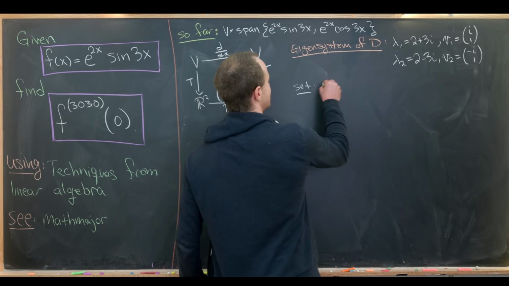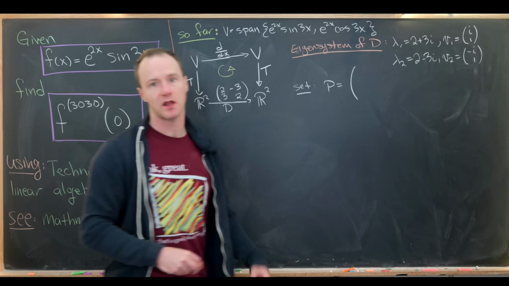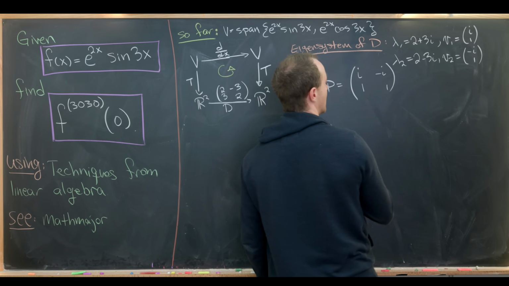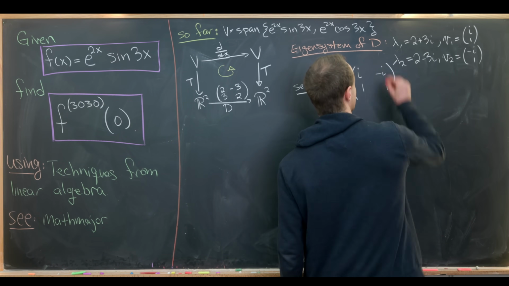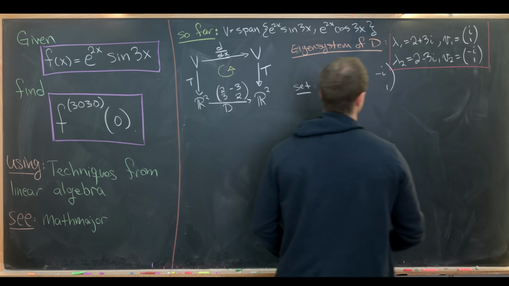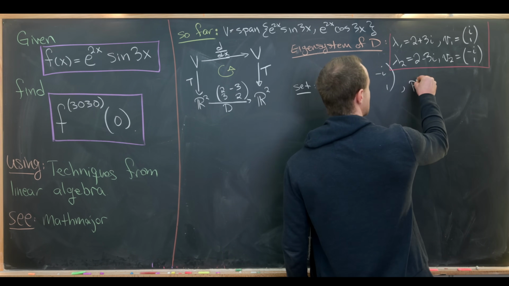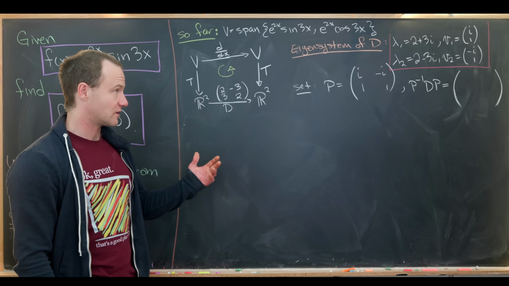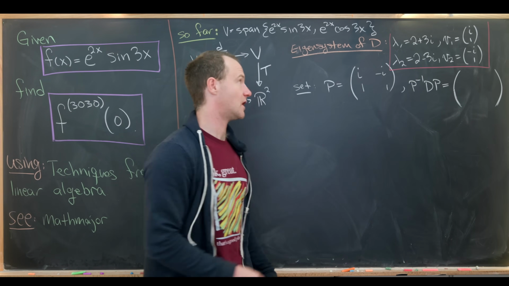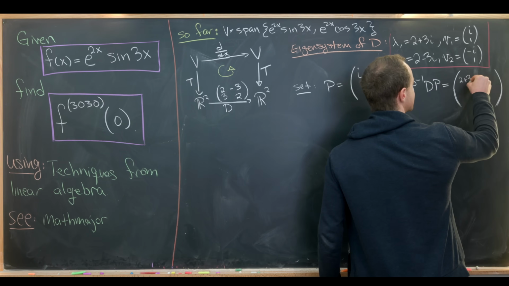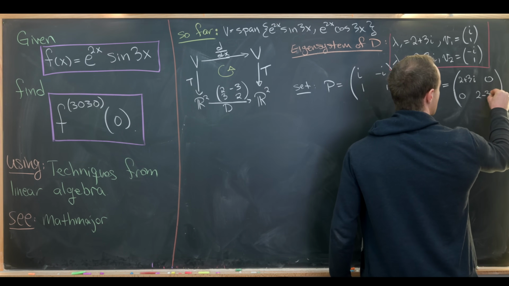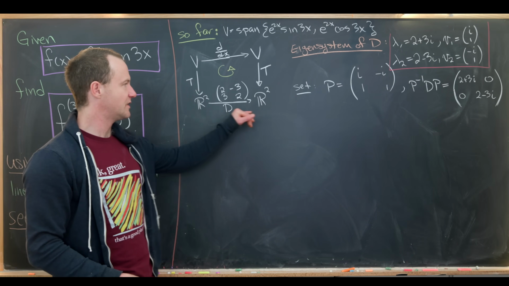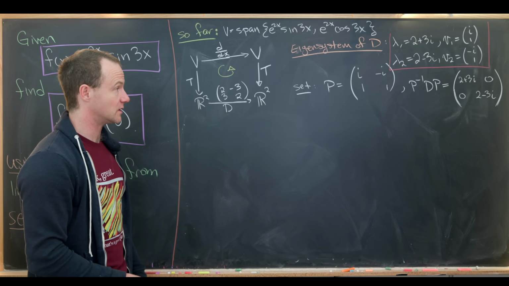Okay, so now we've got our eigensystem of D, which means we're ready to perform a diagonalization procedure. So let's set P equal to the matrix whose columns are the eigenvectors of D. So that'll be (i, 1) and then (minus i, 1). And then from a standard result from a linear algebra course, like the one I mentioned over there, we know that P inverse D P will be a diagonal matrix. That diagonal matrix will have the associated eigenvalues on the diagonal. So here we have 2 plus 3i, 0, 0, and then 2 minus 3i.